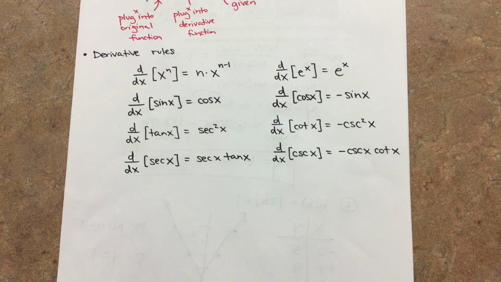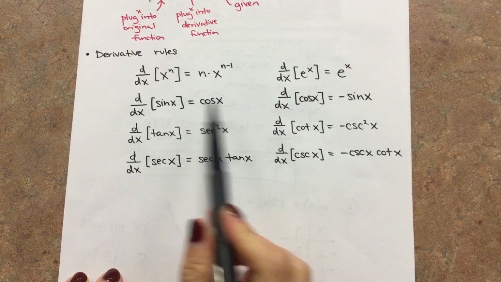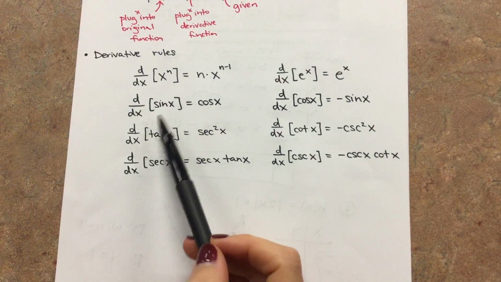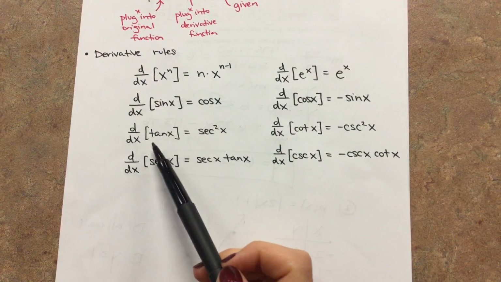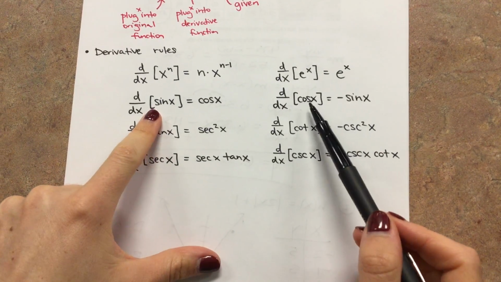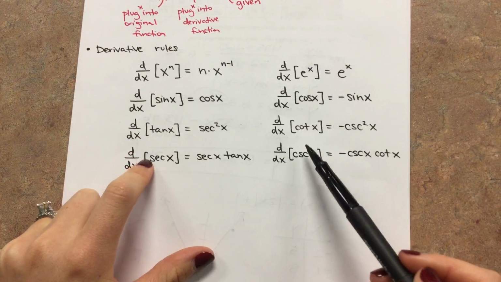Okay, so those are the 6 trig functions. Let me show you guys some patterns. So really, if you have these 3 memorized, there is a pattern between this one and this one. So these are the original, this is sine, tangent, secant, and these are all the co-functions. This is cosine, cotangent, cosecant.